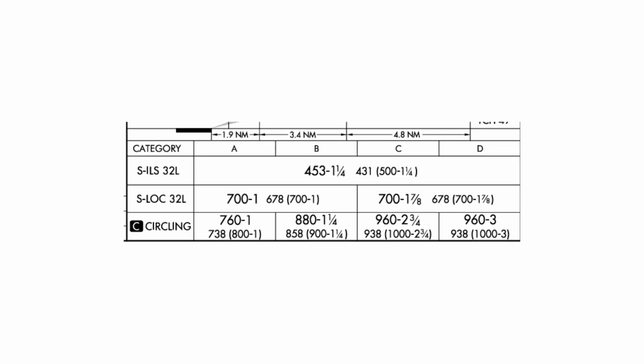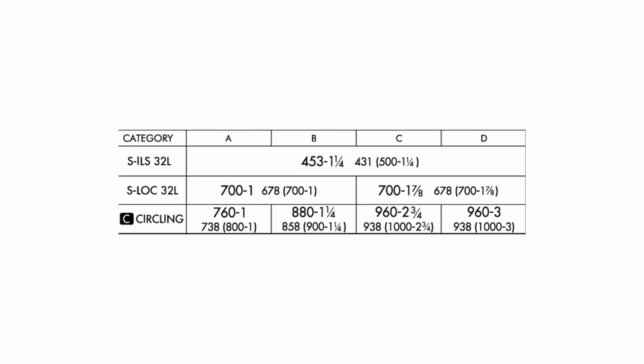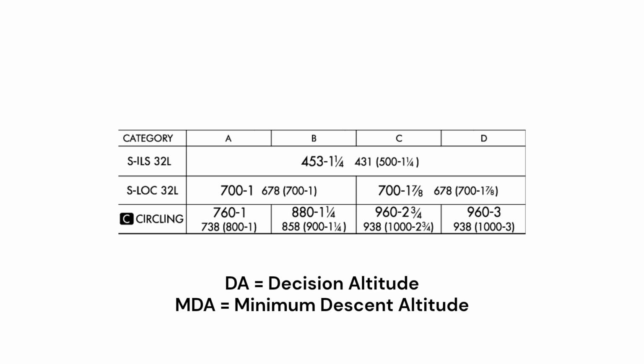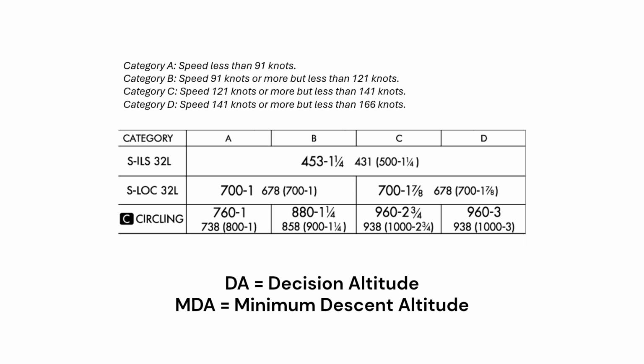The landing minimums for the approach are below the profile view of the approach chart and show the decision altitude if it's a precision approach, such as this ILS approach at Boeing Field, or the minimum descent altitude if it's a non-precision approach, such as a GPS LNAV approach without vertical guidance.